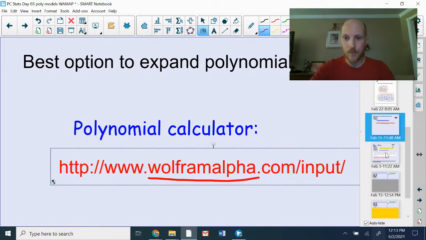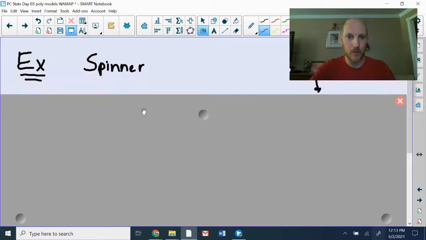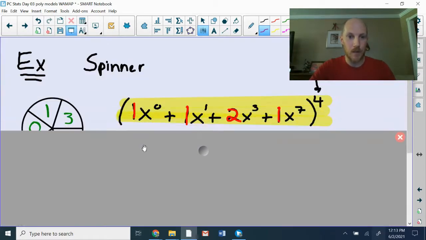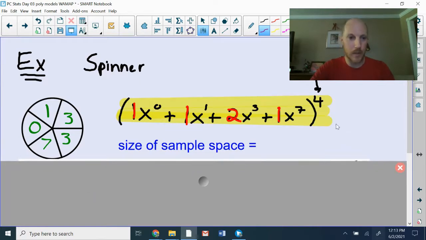So let's do this one. Let's set this up first. So I have a spinner, and I've created a polynomial model for this spinner already. So here's the spinner. It's got a 1, a 3, a 3, a 7, and a 0 on it, and you spin whatever number lands on. That's your number. You get 4 spins. This is a wheel of fish. Somehow you won some bonus spins, and you're going to walk away with hopefully a lot of fish.